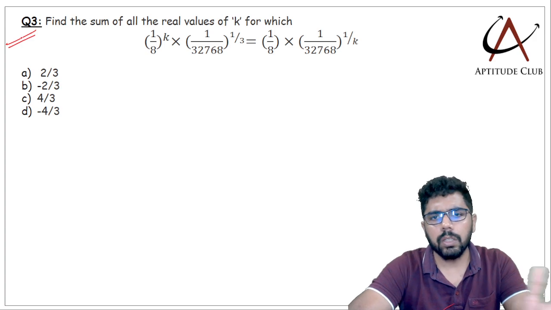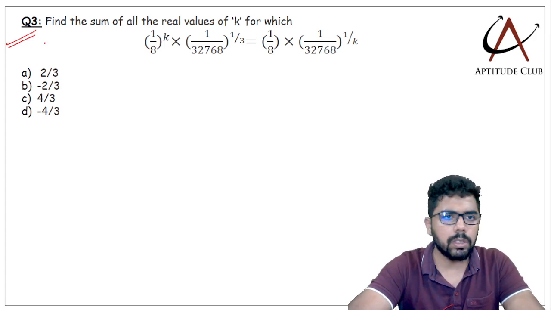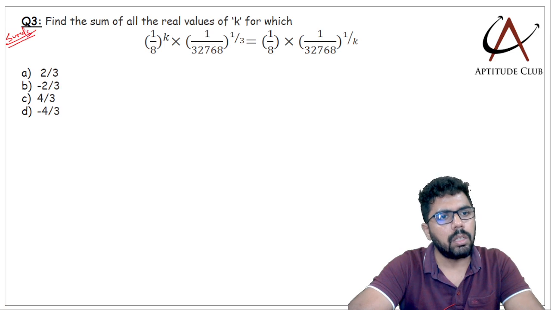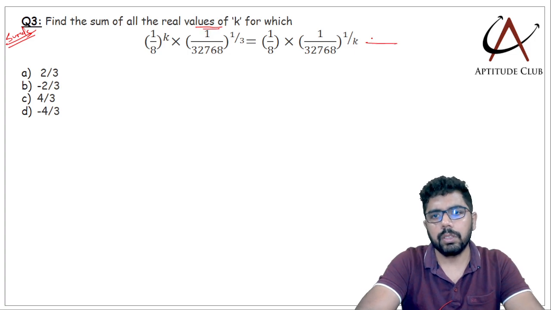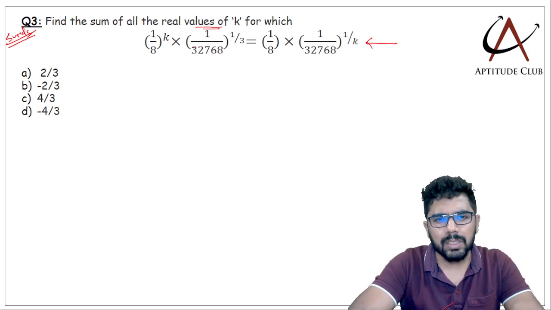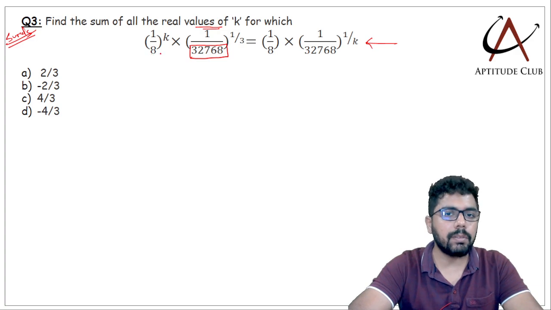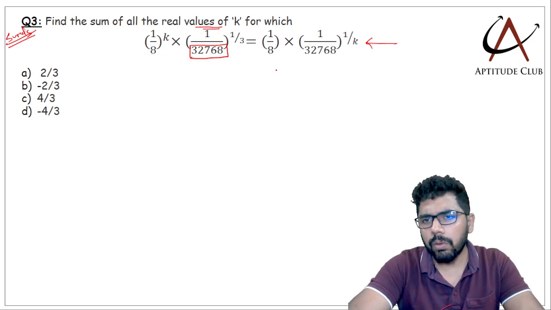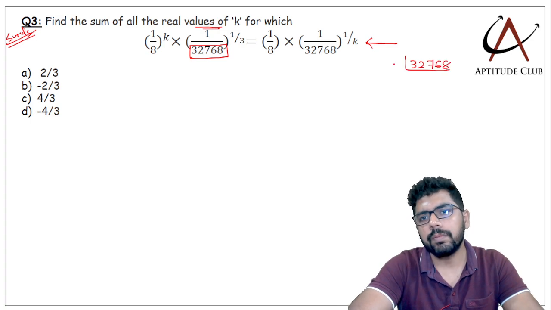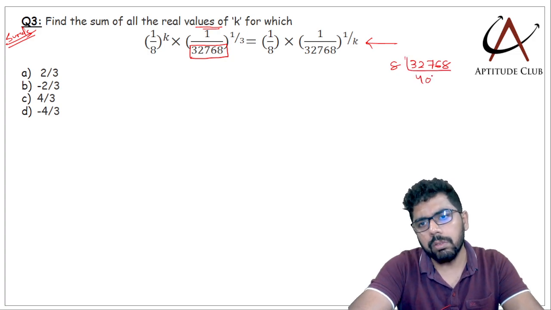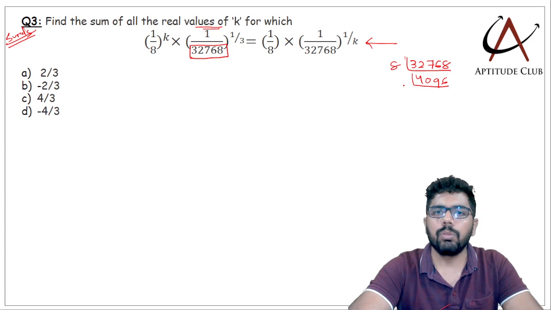Again, working on surds. When I look at this question, it is to find the sum of all real values of k for which this equation holds true. Now let's look at this number 32768. I have an 8 here. Let's try and see what this number 32768 is. It is a 5-digit number. Let me break it down. 4096 is a comfortable number, 2 to the power 12.